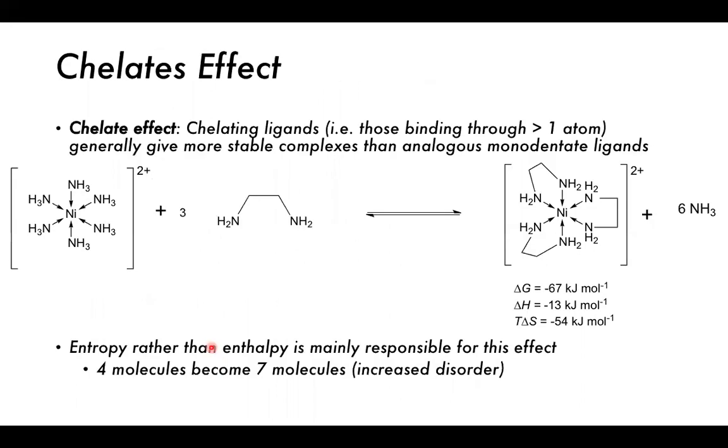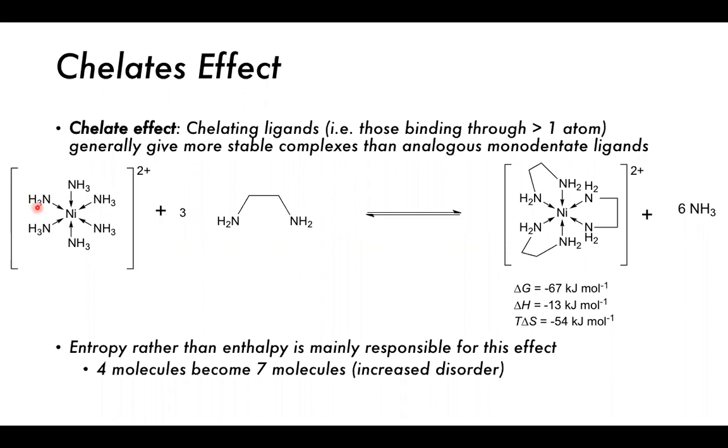The chelate effect that we've talked about before, let's talk about it in some more detail now that we understand a little bit more about hard, soft, acid-base theories. Chelating ligands, i.e. those binding through more than one atom, generally give more stable complexes than analogous monodentate ligands, for the reasons that we discussed earlier. The entropy rather than enthalpy is mainly responsible for this effect. So 4 molecules become 7 molecules. This is similar to the reaction that we saw earlier. It was water earlier, it's now ammonia.